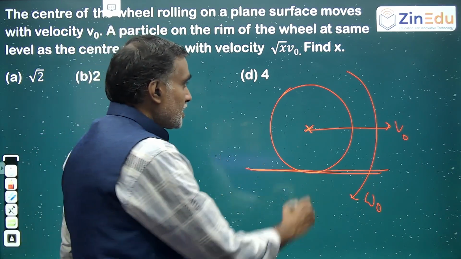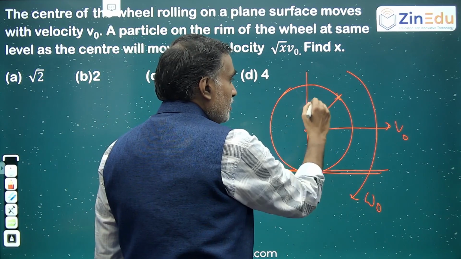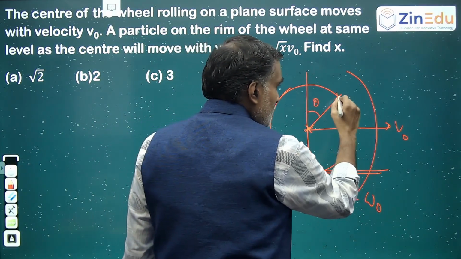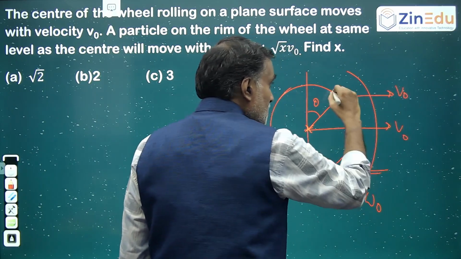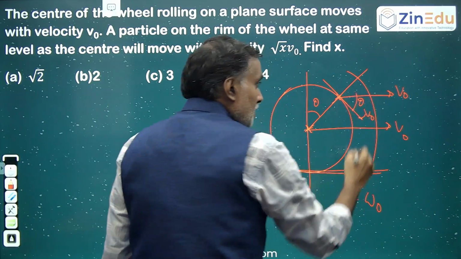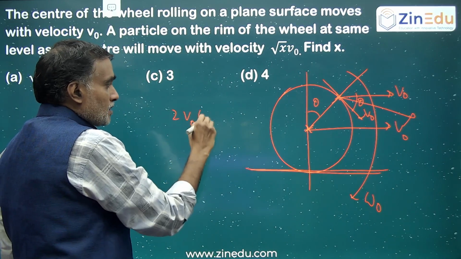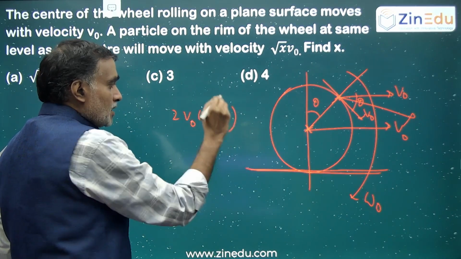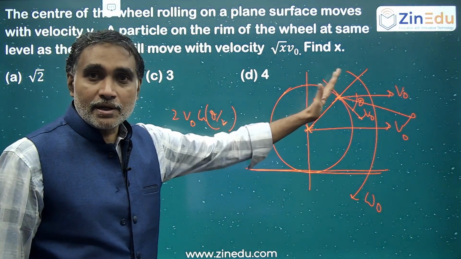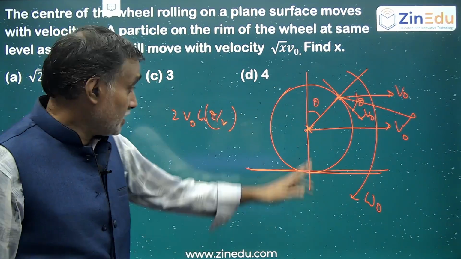In general, if I consider any point whose radius vector makes angle theta with the vertical, what is its velocity? Because of translation, the center of mass has v naught in this direction. Because of rotation, v naught in this direction. This angle is also theta. Then the resultant is 2 v naught cos theta by 2. So this is the velocity of any general point, where theta is the angle the radius vector makes with the vertical. For example, if I want to find the velocity of the topmost point, theta is 0.